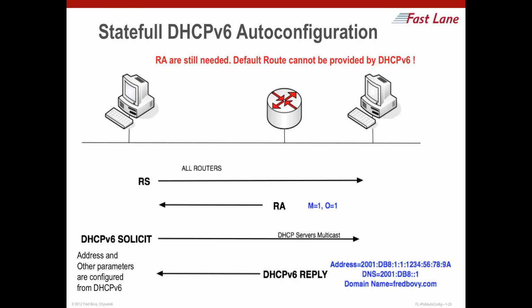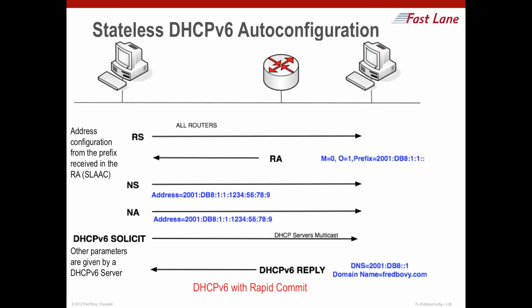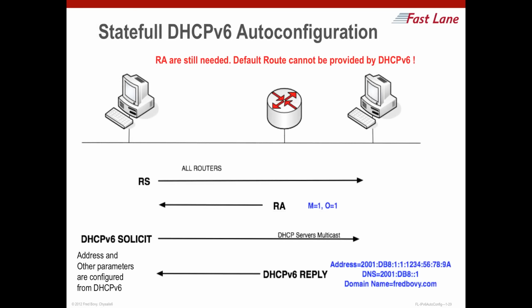The stateful DHCPv6 configuration, in this case, we use DHCP to configure address and everything. So in this case, the managed flag is set to 1, and usually it is redundant, but we usually also set the other configuration flag to 1.